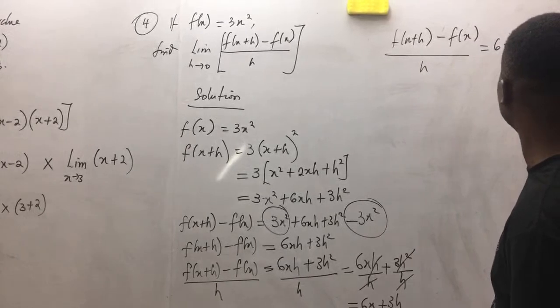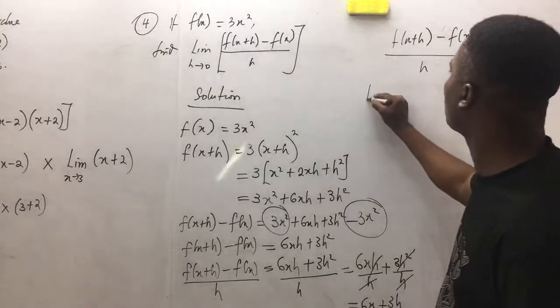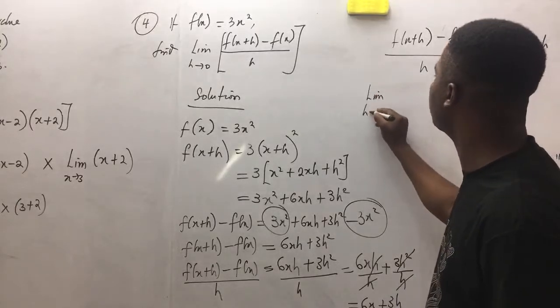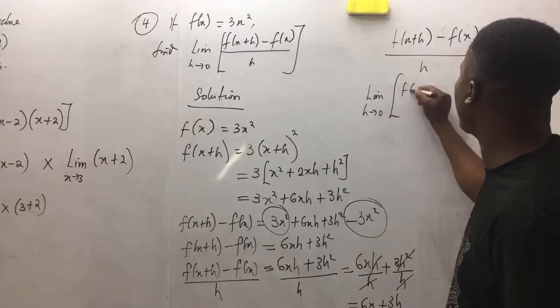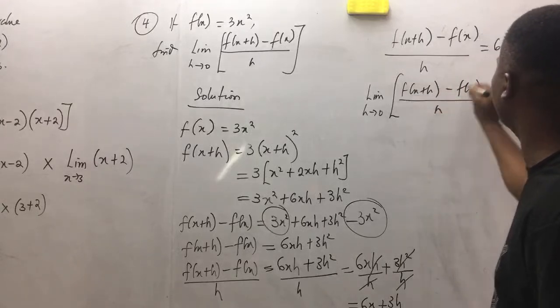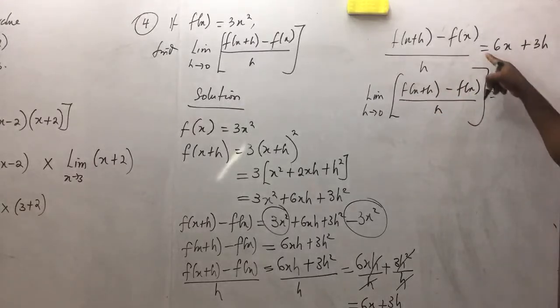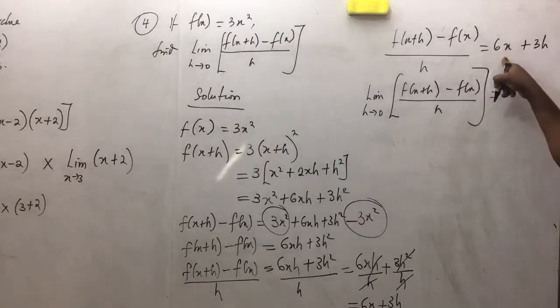We've obtained it to be this. But this is not what the problem is all about. We are asked to go further to obtaining the limiting value as h tends to 0 of f of x plus h minus f of x all over h. And what have we gotten? We've gotten this expression within the bracket to be 6x plus 3h.